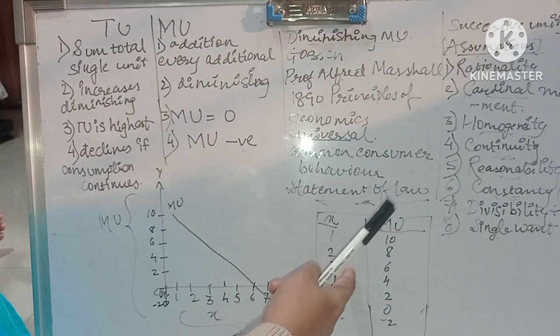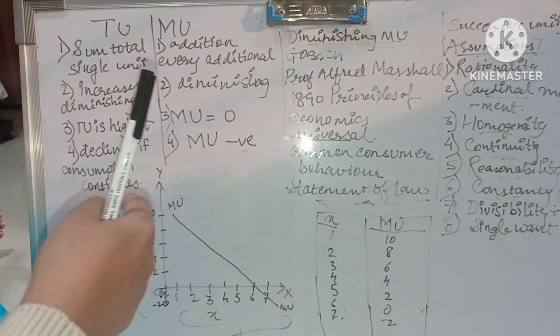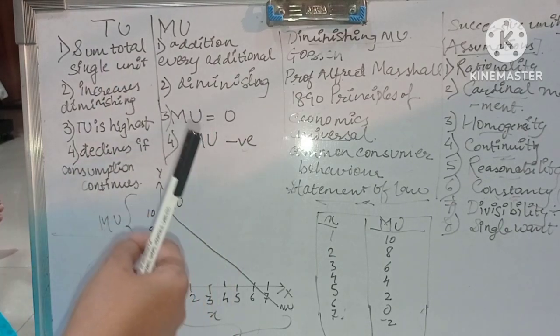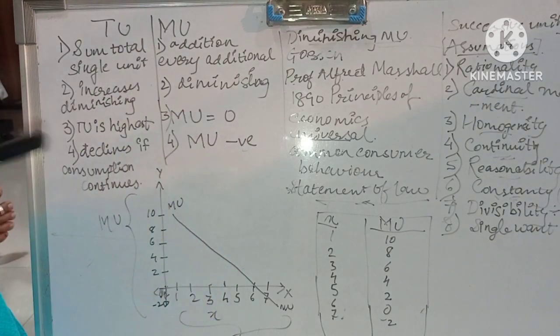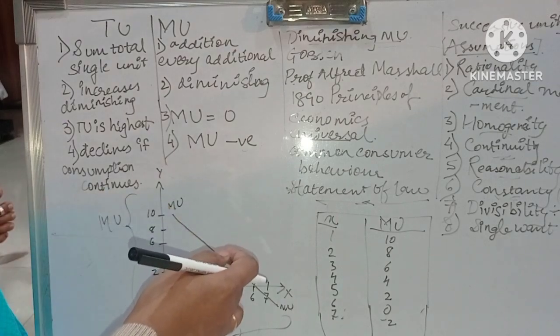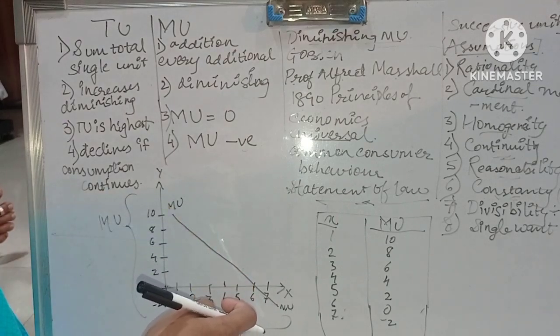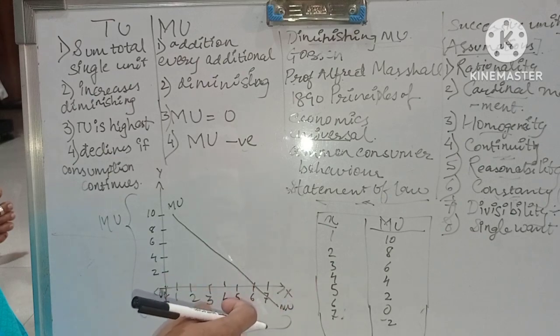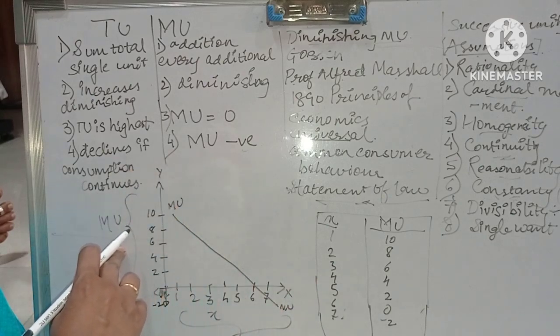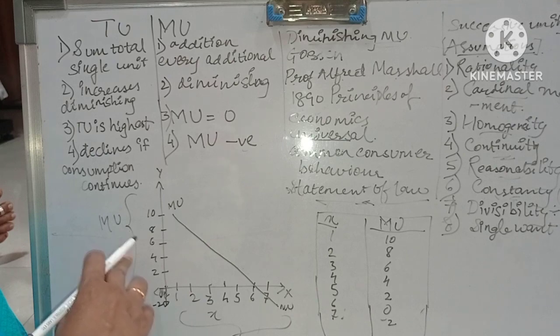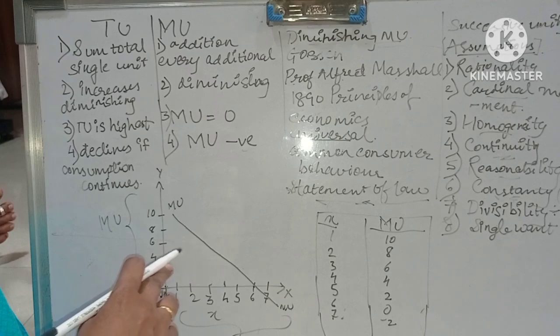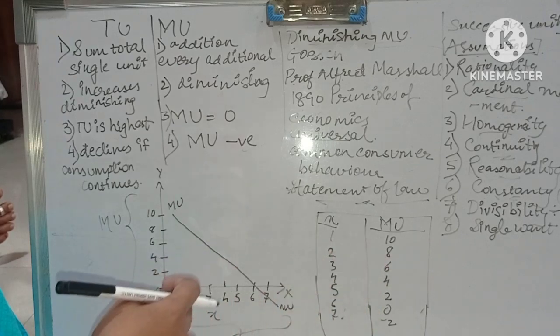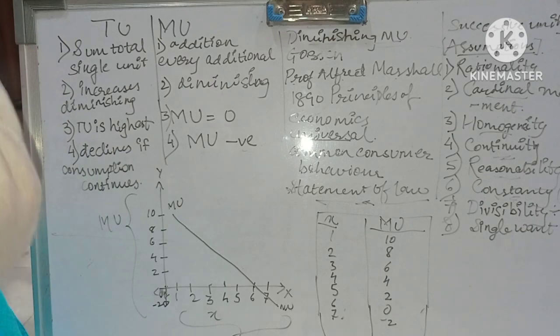So now you have the table, you have drawn the diagram, so you will have to explain the diagram after you draw it. In this diagram, the units of commodity X are measured on the x-axis, and on the y-axis we have marginal utility. Various points of marginal utility are plotted on the graph as per the schedule. This is the schedule. As per the schedule, we have marked the marginal utility.